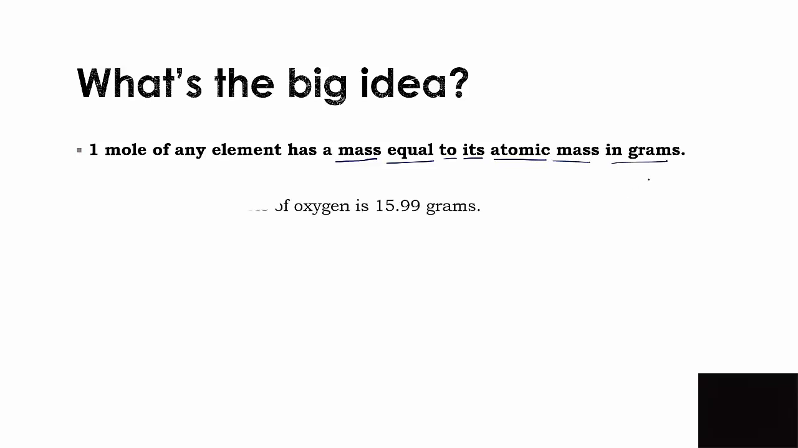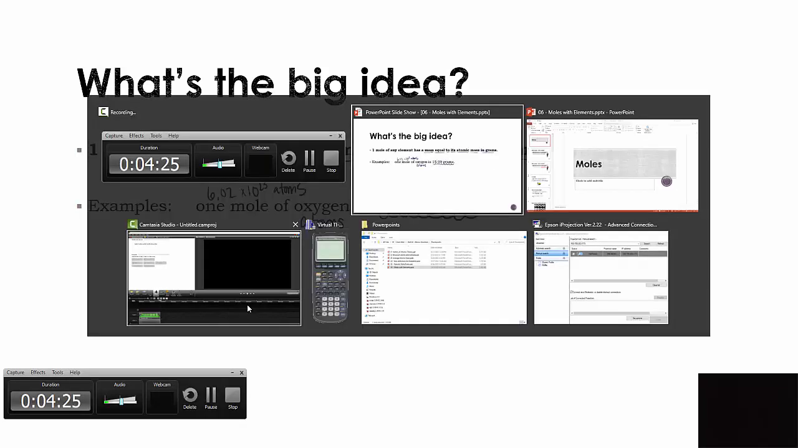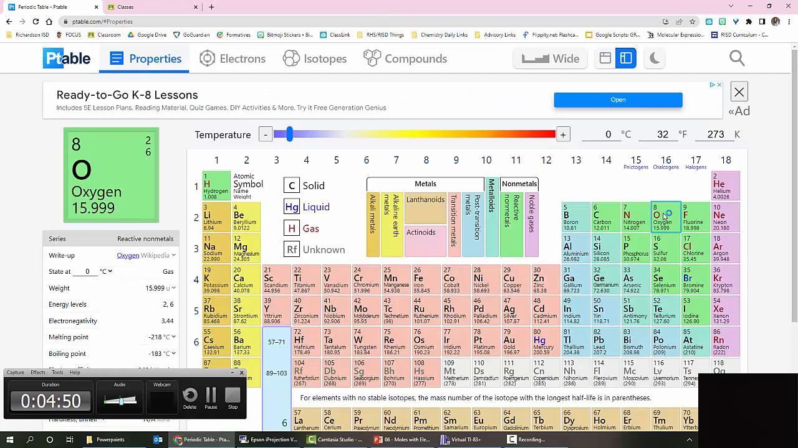What are you saying, Miss Hammer? This is what I'm saying. 1 mole of oxygen atoms. So if you have individual oxygen atoms and you have 6.02 times 10 to the 23rd atoms, that's going to have a mass of 15.999 grams. Where is that number from? Well, that number is from the periodic table. If I pull that up, oxygen is here. It's got an average atomic mass of 15.999 right here.